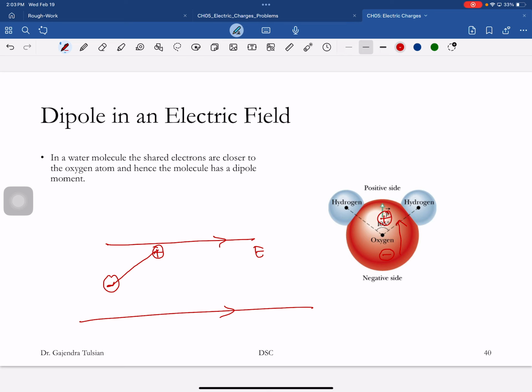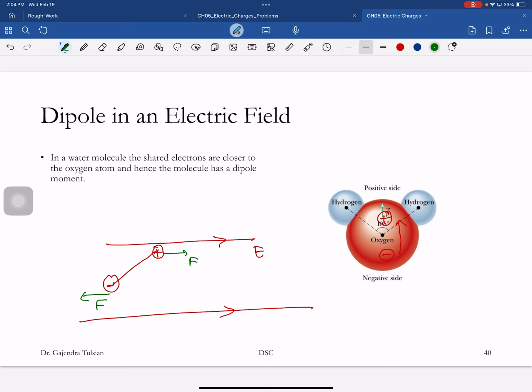Okay, what does the electric field do to this positive charge? It exerts a force in this direction. What does the electric field do to the negative charge? They're equal and opposite charges. So the force is in opposite direction. So if you place it in an electric field like this, a water molecule is turned like that. And once it lines up with the electric field, it'll stay there.